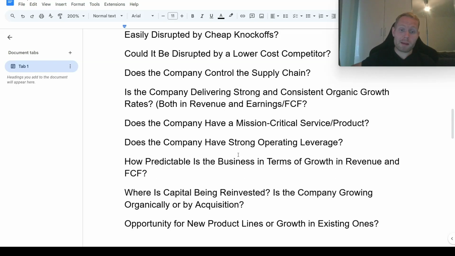And finally, where is capital being reinvested? And touching on the same thing as before, is the company growing organically or by acquisition? Where's the opportunity for new product lines or growth in existing ones? This prompt is a little bit more detailed than the one we had before. You could make it more simple and then add to it, or you could do it more detailed and expand on these questions that I have. But let's see what Grok gives us.